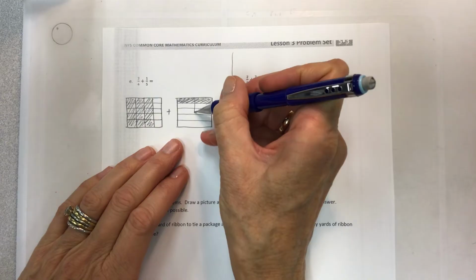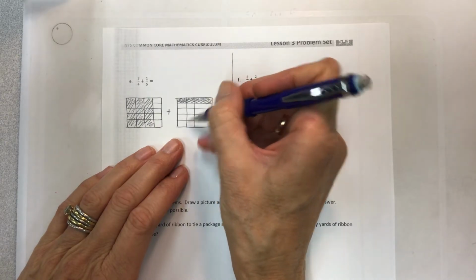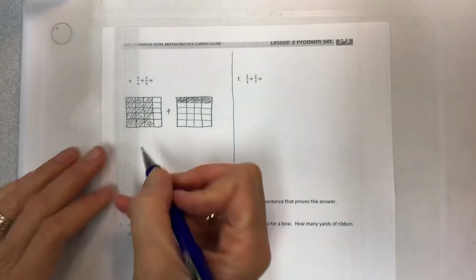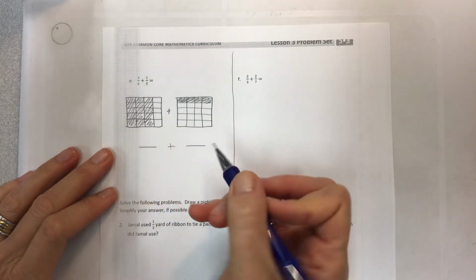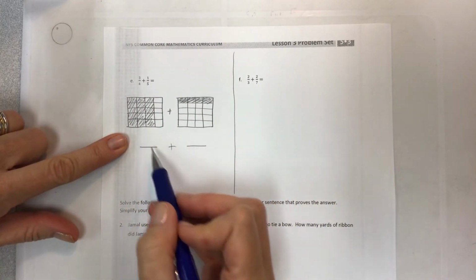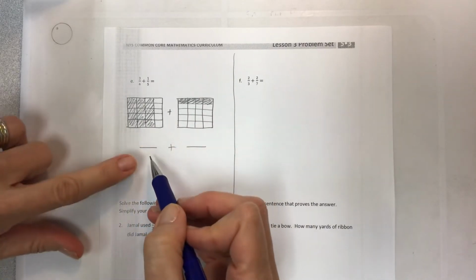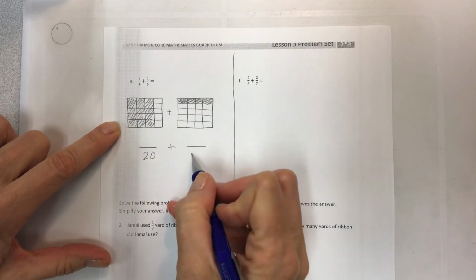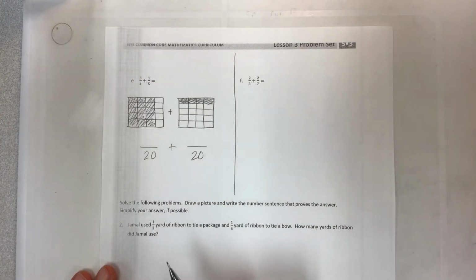And for this one, 4ths. Half the left, half the right. Now I have 4 pieces this way. So what do we have now for our common denominator? How many pieces in each one? 5 times 4 is 20. So there are 20 pieces in each one.